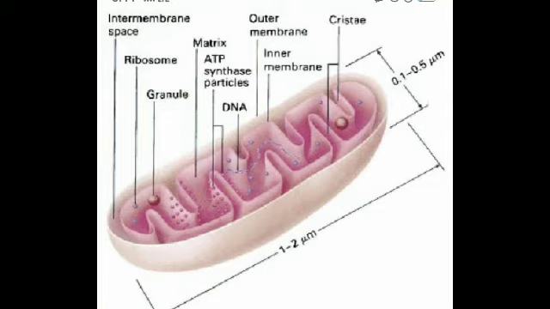Mitochondrial ribosomes, tRNA and mitochondrial DNA. They are called the powerhouse of the cell. Second one, it helps the cells to maintain normal concentration of calcium ions. Next one, it regulates the metabolic activity of the cell.